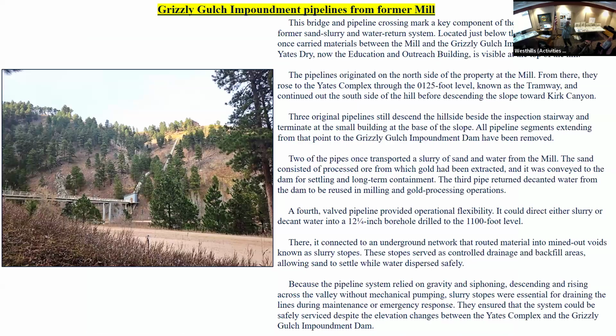A little bit down the road are the Grizzly Gulch pipelines that went from the mill that took the slurry out to the Grizzly Gulch Dam and brought back recycled water for reuse. Those have now been decommissioned.